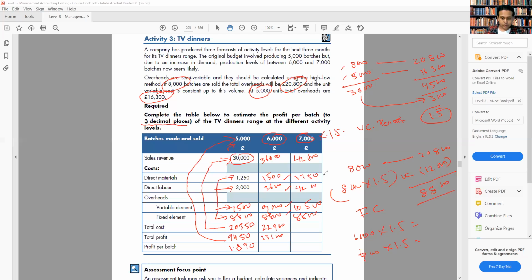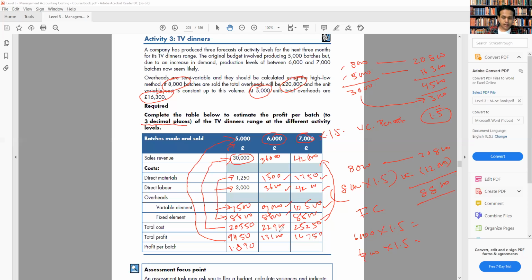Then here we have the total cost: 1,750, 4,200, 10,500, and 8,800. The total cost will be 25,250. And if you minus it from the sales, that will give us the profit, 16,750.